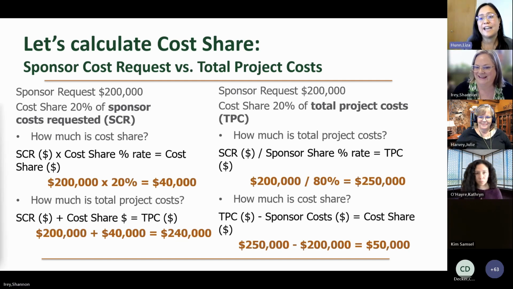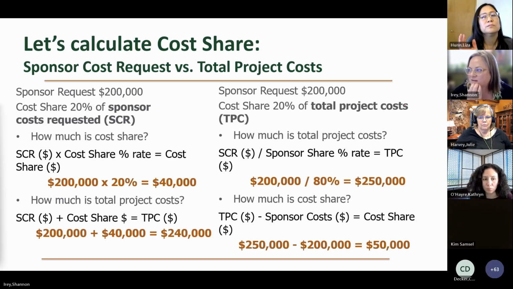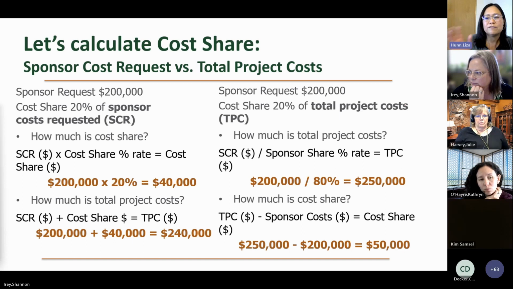So on the right-hand side, we're going to talk about cost share on total project costs. A PI comes and says, we want to request $200,000 from DOE. That's the request, the money they're asking to come from the sponsor. Then they'll say, when we read the solicitation, it says 20% on total project costs. We're like, well, how exactly do I figure out how much total project cost is? So this is where you have to understand where your 100% comes from.